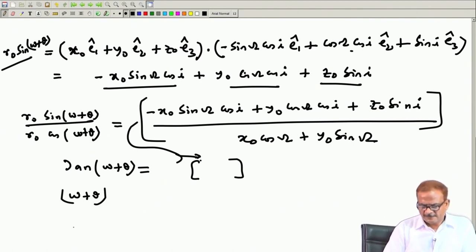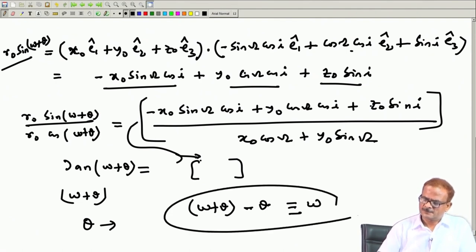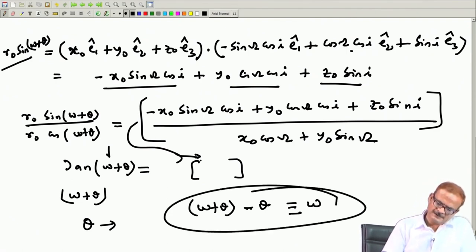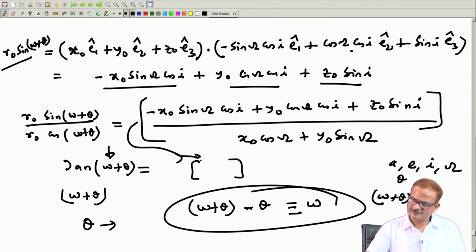Now, theta we have already determined. So, ω + θ minus θ gives you ω. Once we have obtained this, a, e, small i, capital Ω and θ are already determined. So, in this method we are determining ω + θ together and from there subtracting θ to get the value of ω. So, ω can be determined in this way.